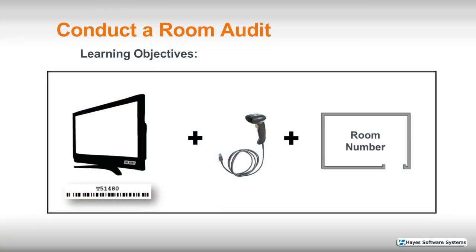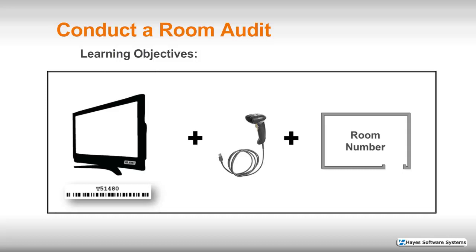To work efficiently in an audit, let's talk about three key areas. First, it's all about the tag. You'll want to locate the tag numbers on each asset in the audit. Note the monitor example on my screen.